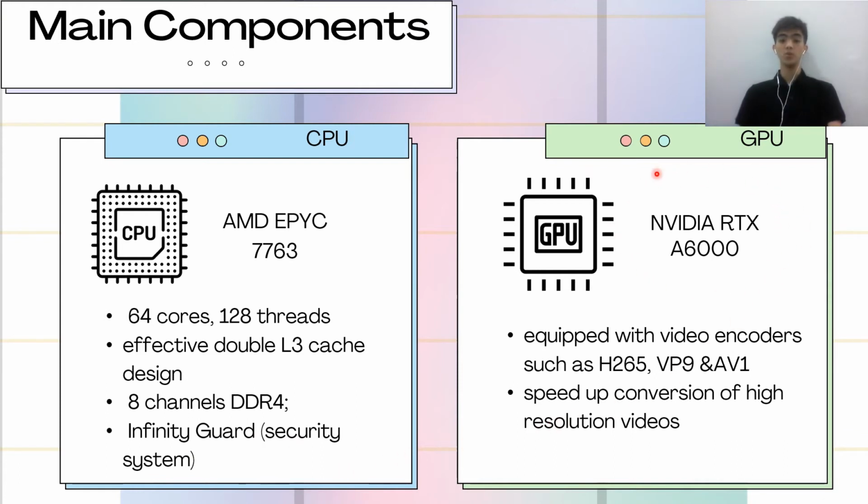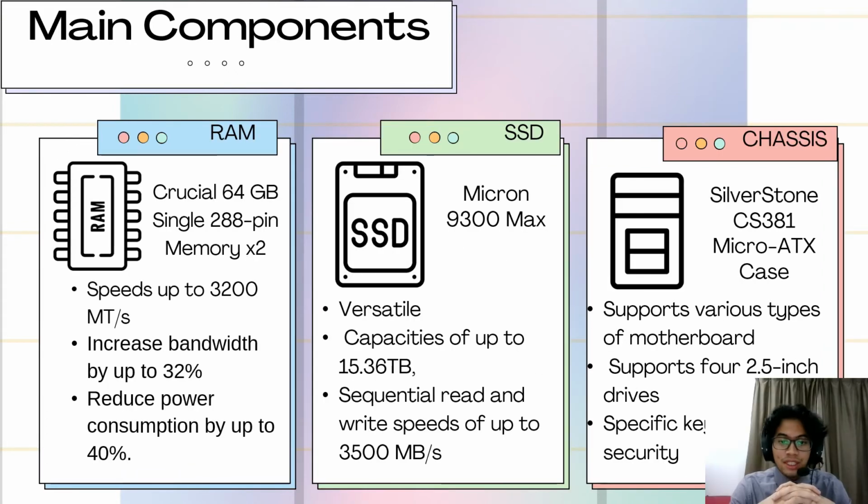For the GPU, we have chosen the NVIDIA RTX A6000. It is equipped with video encoders such as H.265, VP9, and AV1, which can speed up the conversion of high-resolution videos. For example, converting 4K videos to 480p, 720p, and 1080p will be much faster. I'm going to proceed to the next part.